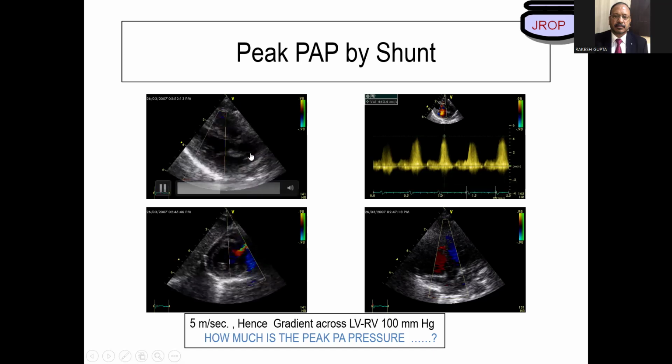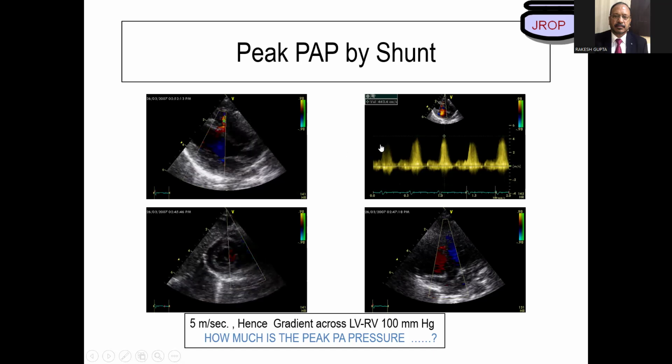But RV is pushing blood into the RA also. So RA has also got significant pressure, like 5. So RV systolic pressure would be 16, and the pulmonary artery pressure would be 16 plus 5, that is 21. 64 plus 21 would be my LV systolic pressure. Clear? Normally, what pressure do we expect between LV and RV?